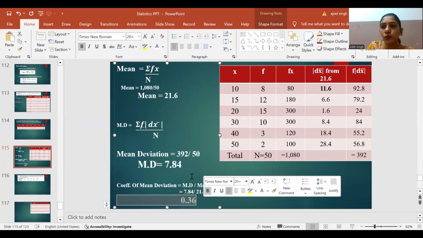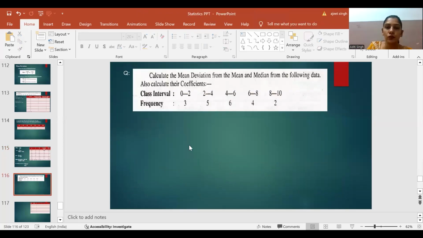Okay, now let's further move towards the second question. So, in the next question, we do the calculation for continuous series. As in this question, continuous data is given, which is in class intervals. So, in this question, basically we have to calculate the mean deviation from the mean and median from the following data. We also have to calculate their coefficients for mean deviation and for median deviation.